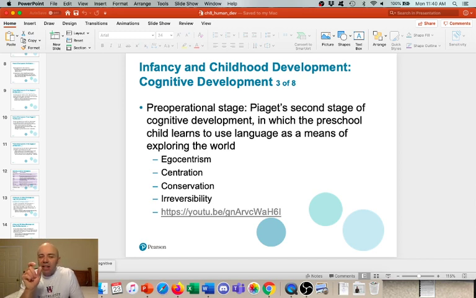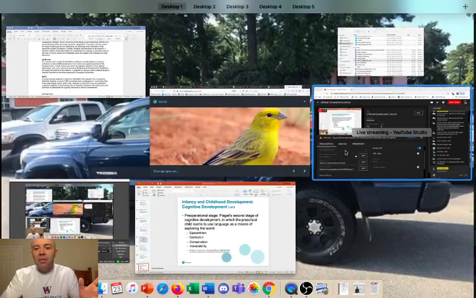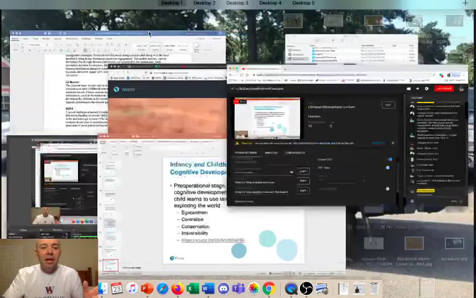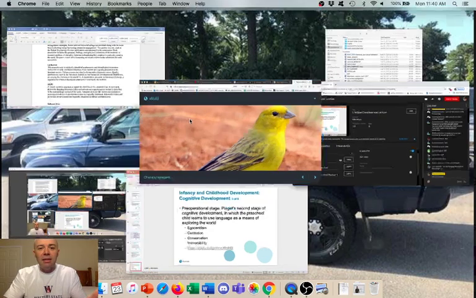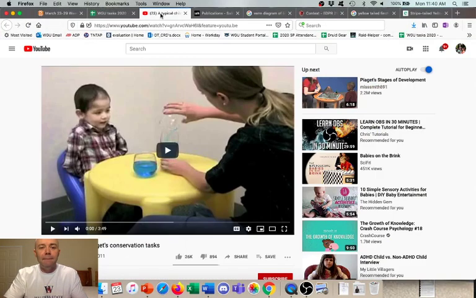Centration, they tend to get fixated on task and they get fooled by things. You're about to see that. Conservation, they really don't understand volume very well. Not to calculate it. I'm not talking geometry or anything. I'm just saying they misunderstand basic conservation tasks. And they can't reverse things. So let's watch that. Let's watch some of this to really get a sense of it. This is the YouTube video that I linked here. Let's watch it together.